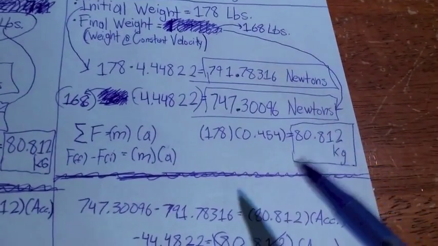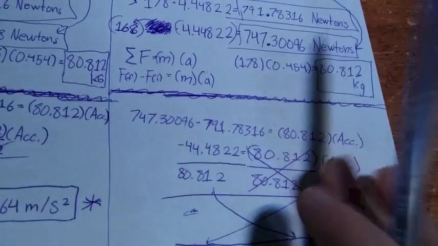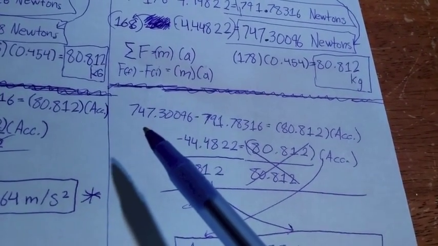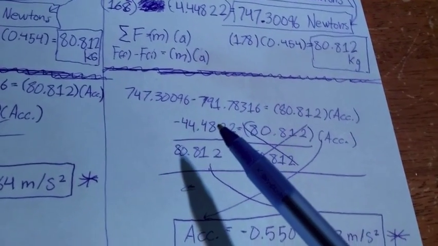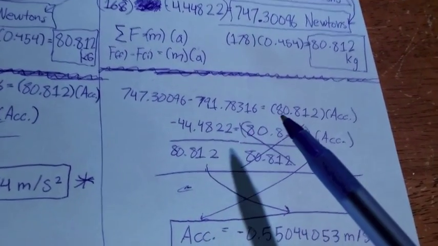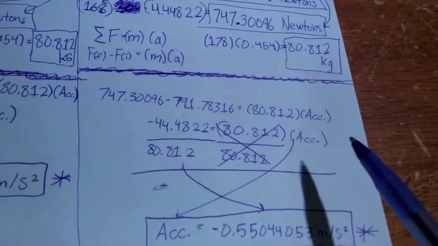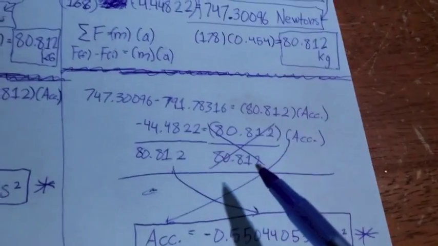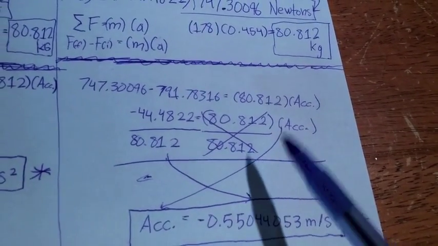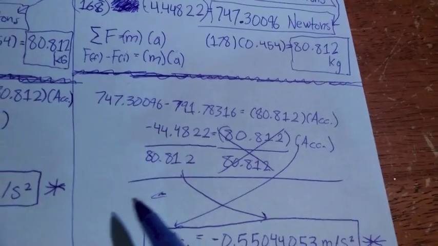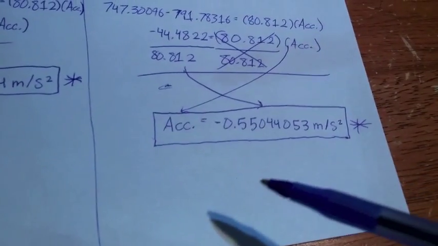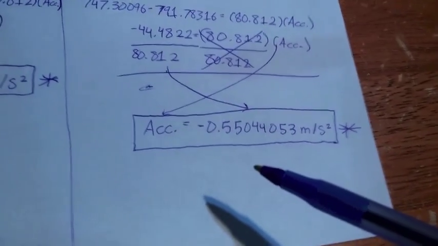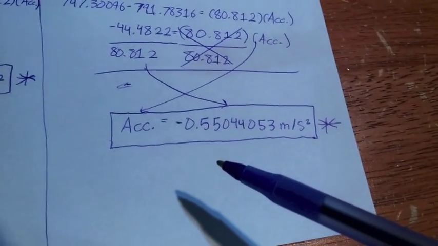So then looking down, we again have the same mass of 80.812 kilograms. So we'll punch that all into the equation. We find that his final weight in newtons of 747.3 minus his initial weight of 791.78 equals 80.812, his mass, times acceleration. We will then run the equation and find that negative 44.4822 equals 80.812 times acceleration. Divide out 80.812 on both sides, and we find that the acceleration downward of the Jerry's elevator is negative 0.55044 meters per second squared.